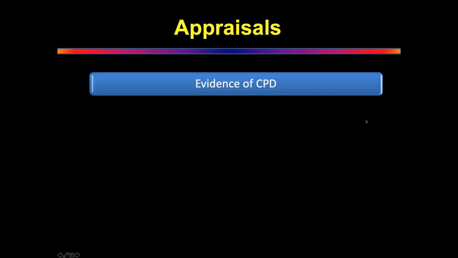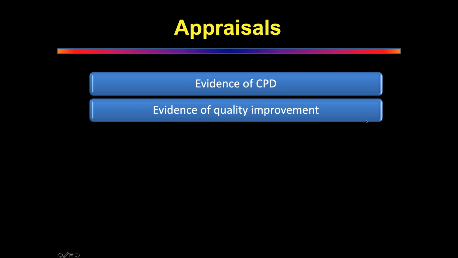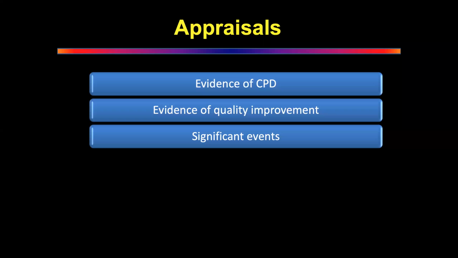Okay. Then what do I do? I show evidence of quality improvement. That means I am actually looking at my practice. I'm making sure that what I'm doing is correct, that my results are good or not good. I'm doing audits, things like that. The next thing I would do is significant events. Reflective log of a significant event is mandatory in an appraisal.